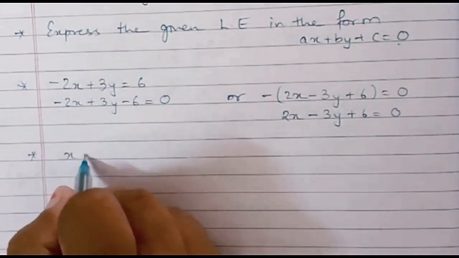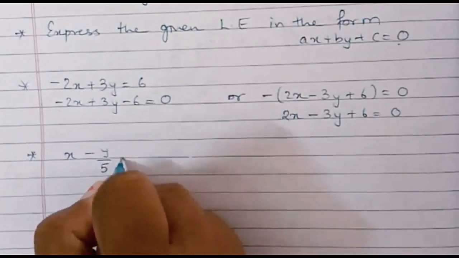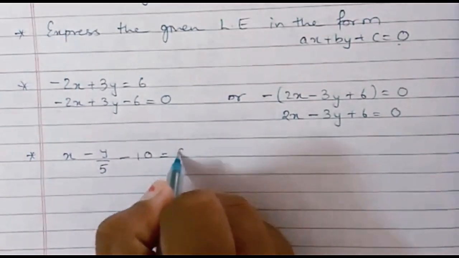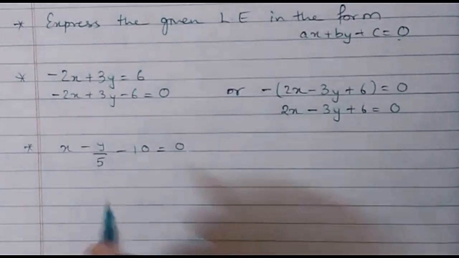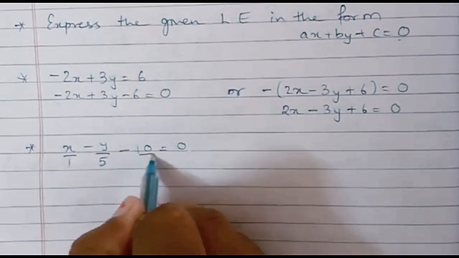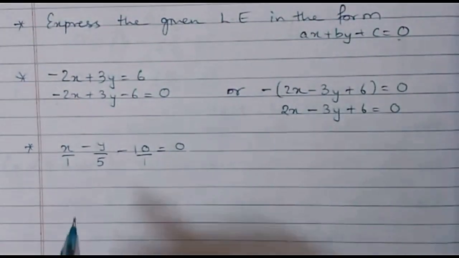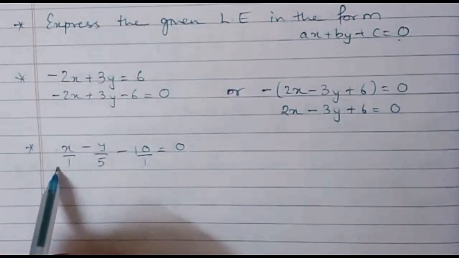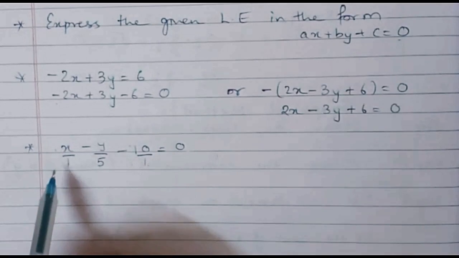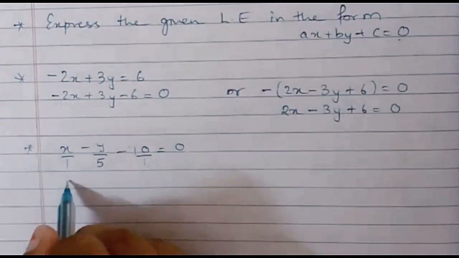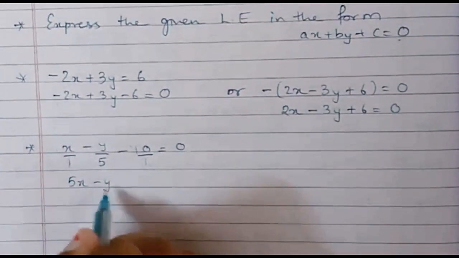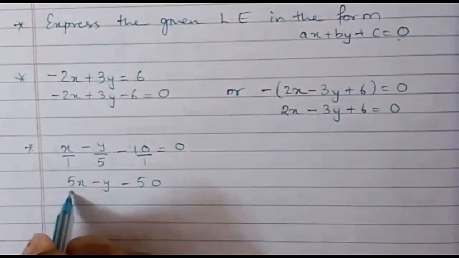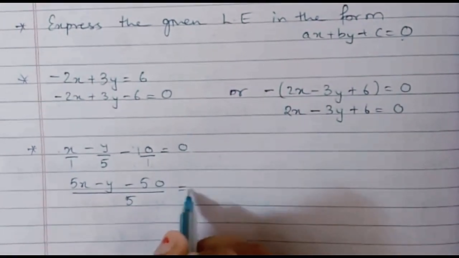For example, x minus y upon 5 minus 10 is equal to 0. So you can take the LCM. As here we have just x and 10, the denominators are 1. We will be able to take the LCM here by multiplying and dividing these two numbers by 5. So we will be getting 5x minus y minus 50 whole divided by 5 is equal to 0.